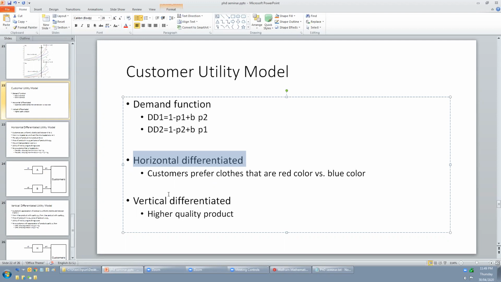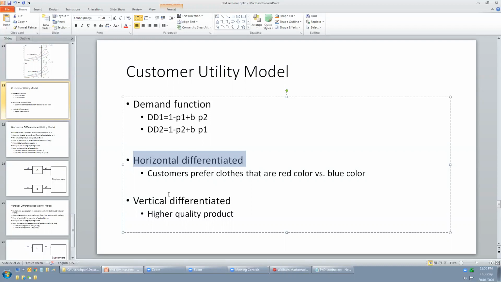The second type is called vertical differentiated. Vertical differentiated basically captures the more the better, the higher quality the better. Let's say of two products, one has higher quality while the other has lower quality, then everyone would be willing to buy the one with higher quality if the price is the same. Notice that there's a big difference between horizontal and vertical.